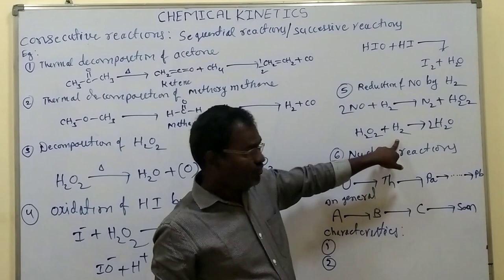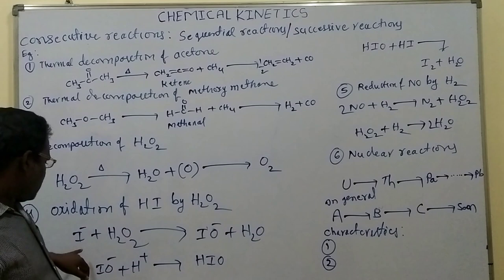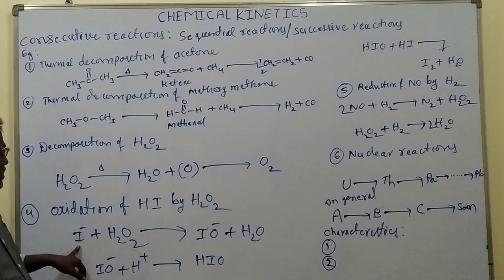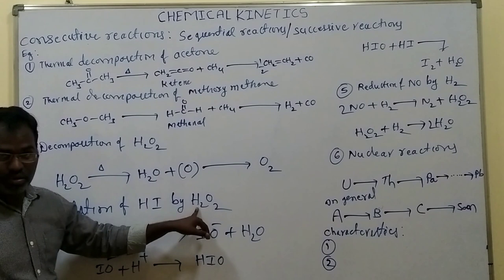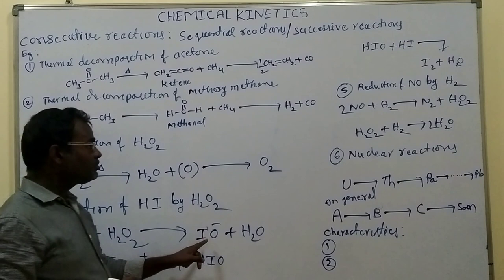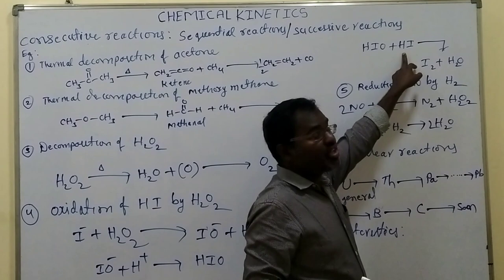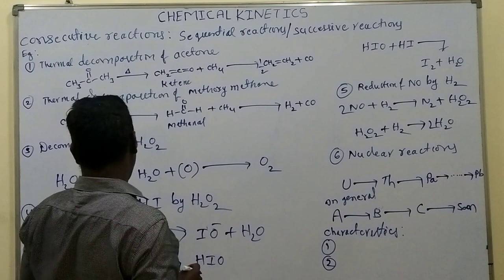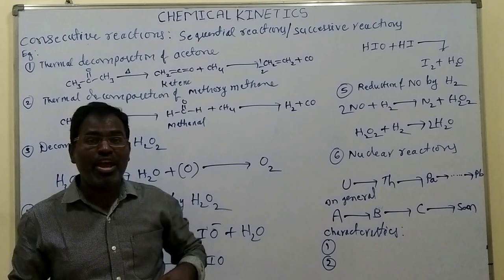Whereas in the oxidation reaction, hydrogen iodide and hydrogen peroxide are the original reactants, whereas IO minus is the reaction intermediate. So this reaction intermediate combines with the original reactant, HI. In the fourth and fifth cases, our reaction intermediates combine with the original reactants.